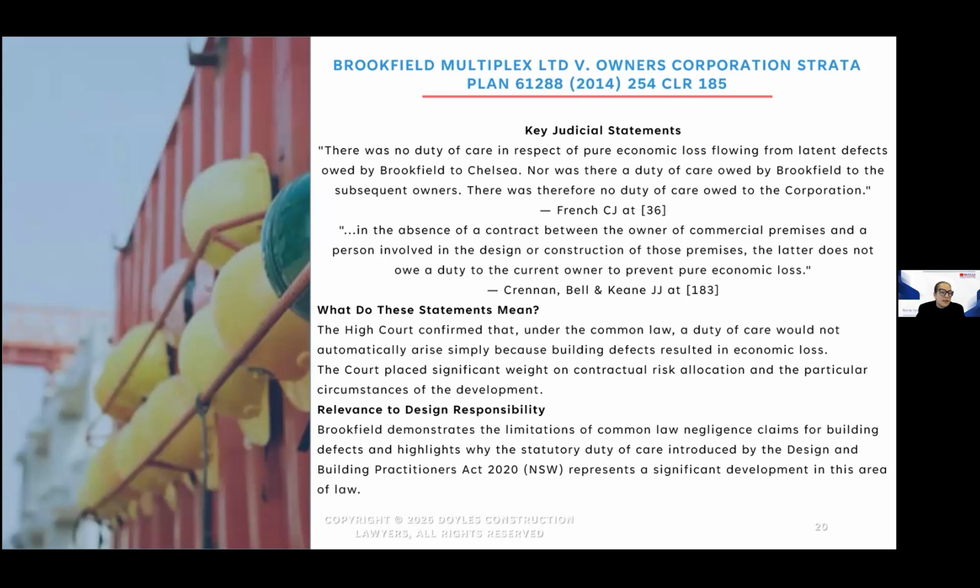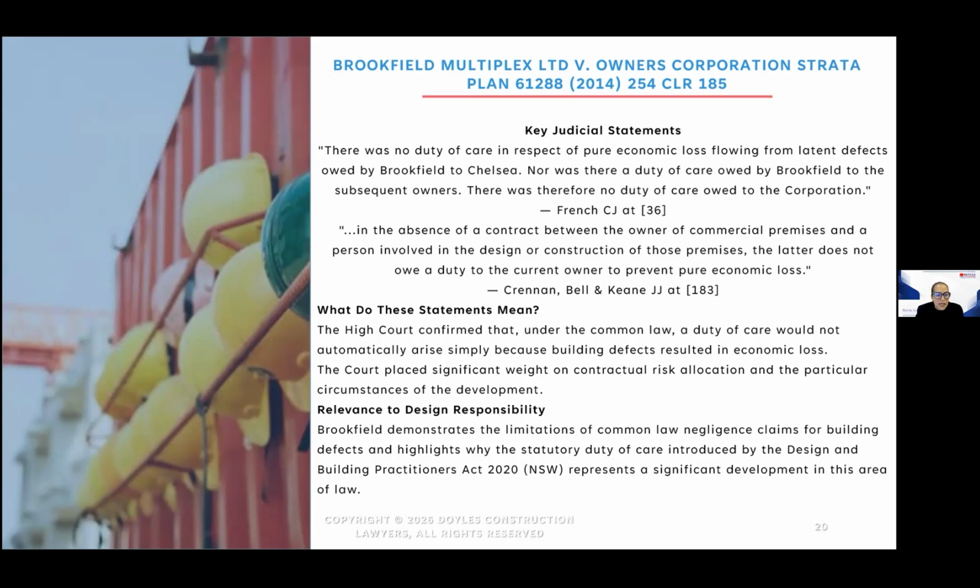So what do these statements mean? The High Court has effectively confirmed that under the common law, a duty of care would not automatically arise simply because building defects resulted in economic loss. The court placed significant weight on contractual risk allocation and the particular circumstances of the development. So, listen to Chief Justice French and the joint judgment. Without a contract, there was no duty. The court leaned heavily on how the contracts allocated risk.